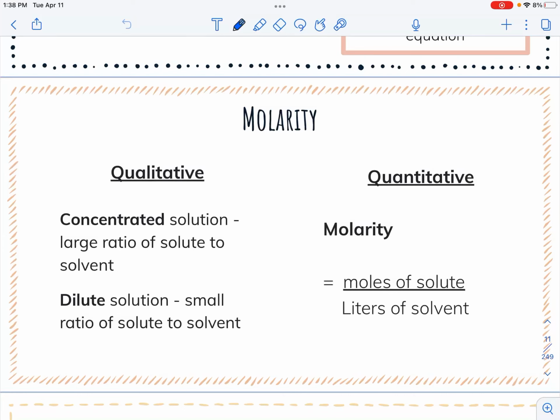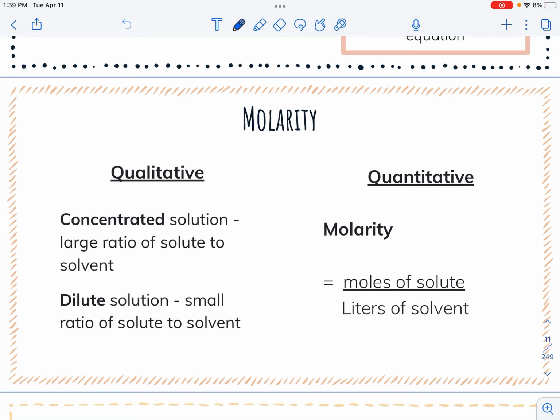So when we're talking about concentration, we can describe it in two different ways. We can use qualitative terms, like the term concentrated or dilute. That's where we're using words to describe what we see. We can also use a quantitative term, where we actually give a number to our concentration. When we do that, we refer to it as the molarity.